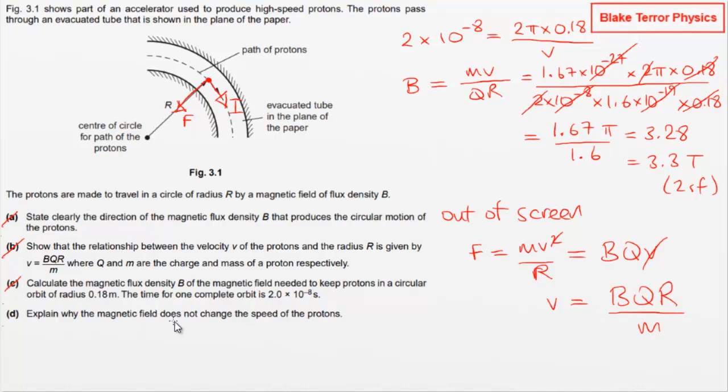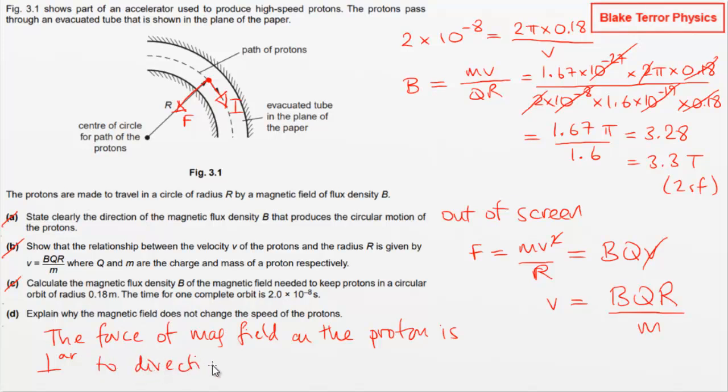Explain why the magnetic field does not change the speed of the protons. We've had this loads. This is the usual circular motion thing. So we want to say that the force of the magnetic field on the proton is perpendicular to the direction of motion. Therefore, no work is done on the proton. It's the same old thing: you have to have the force at least partly in the direction of motion, otherwise no work is done. So that was a nice little warm-up question.